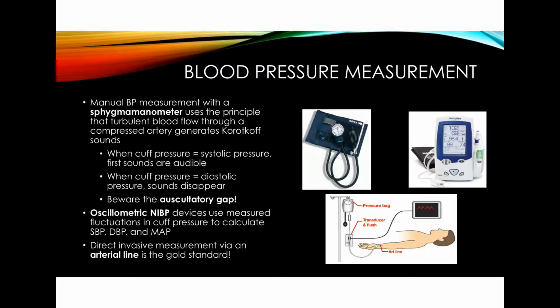Finally, for invasive blood pressure measurement, we have the arterial line. A catheter is placed in the patient's either femoral or radial artery, in this case the radial artery. It's connected to a pressure transducer and a pressure bag. The fluctuations in pressure are picked up by the transducer and converted into an electrical signal, which shows up as a pressure tracing on a monitor. Of course, outside of select ICU level patients, this is an impractical and often unnecessary way of measuring a patient's blood pressure.